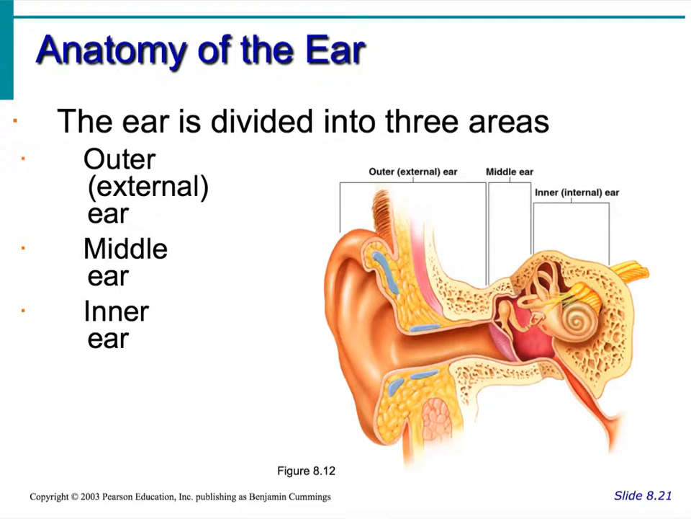So your ear is divided into these three areas: your external ear, your middle ear, and your inner ear, right? Most of the important stuff happens in your inner ear.